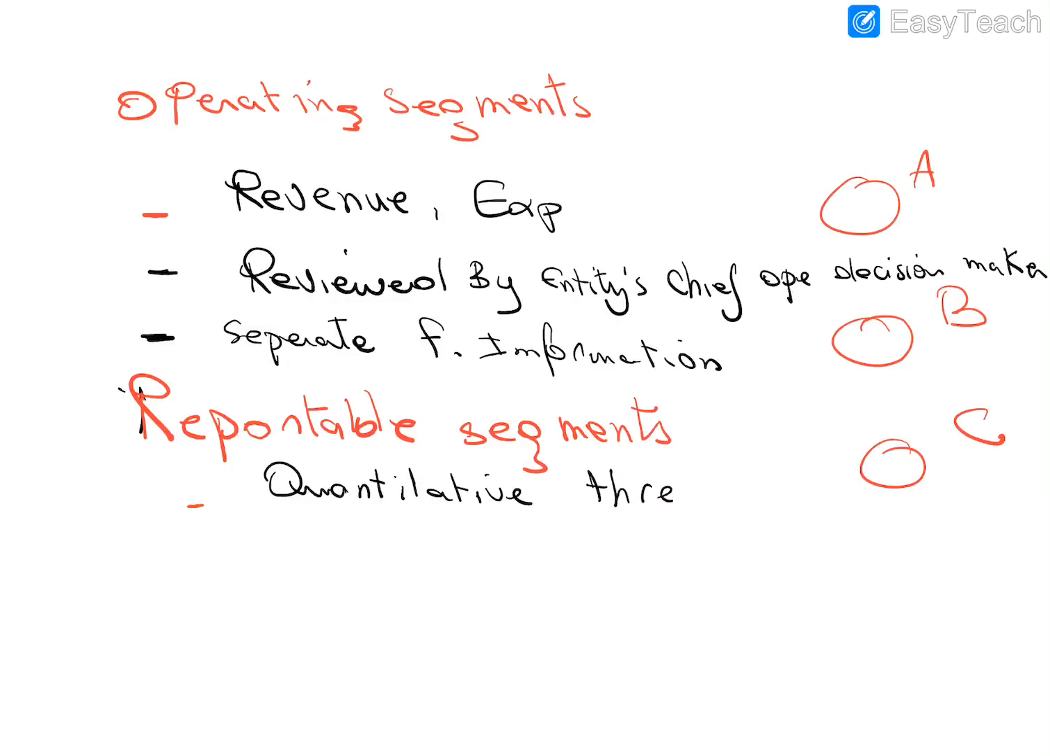Okay? So this threshold is 10%, first 10%, second 10%, and third 10%. So if you go to the segments in here, what are these 10%? They are tests. So they need to fulfill this test.